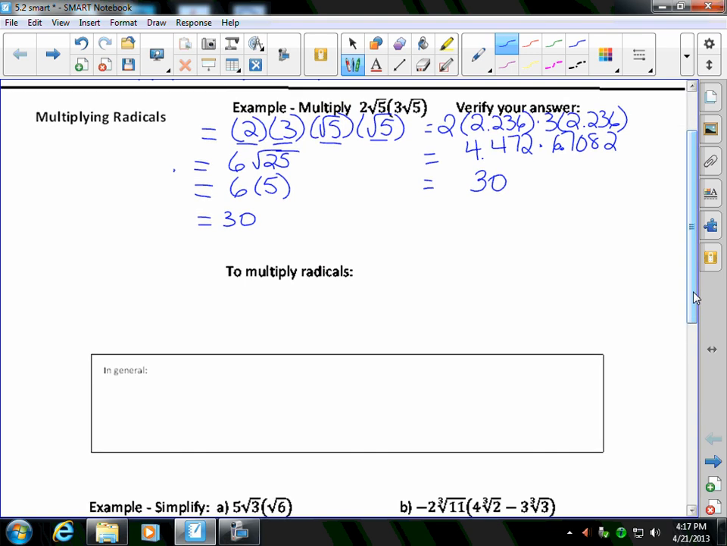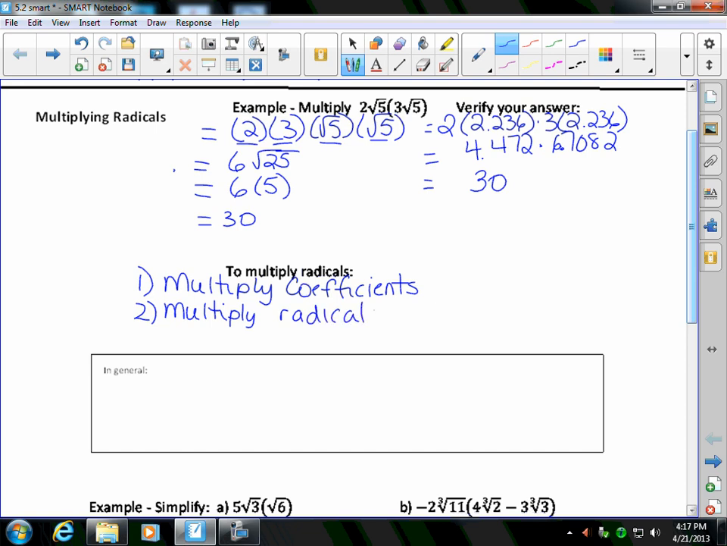So to multiply radicals, 3 easy steps. First step, multiply your coefficients. Sometimes they're going to be numbers, sometimes they're going to be variables. Number 2, multiply your radicals. And then step 3 is to simplify.